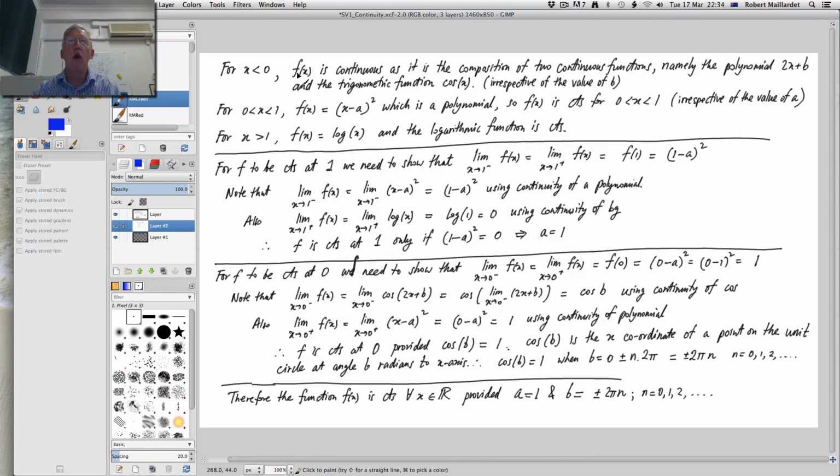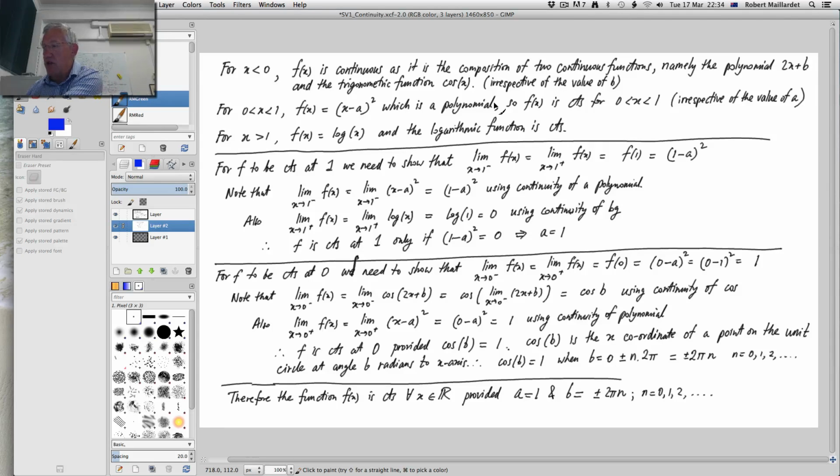And we're just going to quote from the results that you have in your lecture slides. So for x less than 0, f of x is continuous because it's a composition of 2 continuous functions, namely the polynomial 2x plus b and the trigonometric function cos x. And this isn't affected by the value of b.